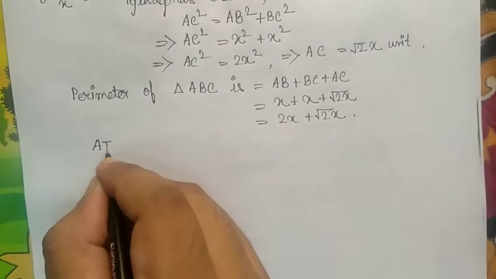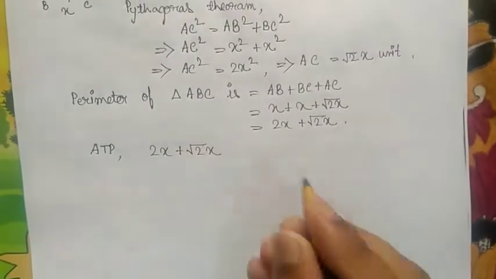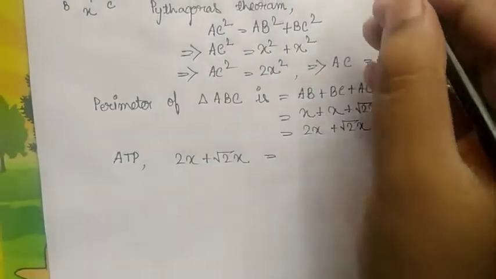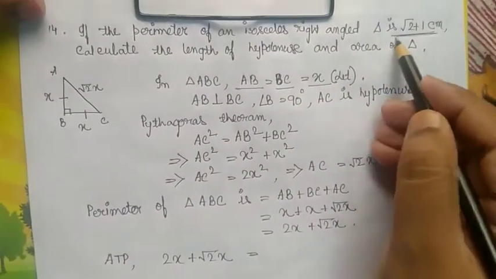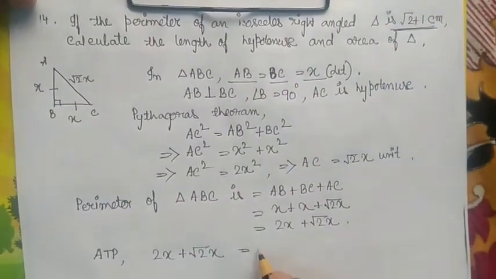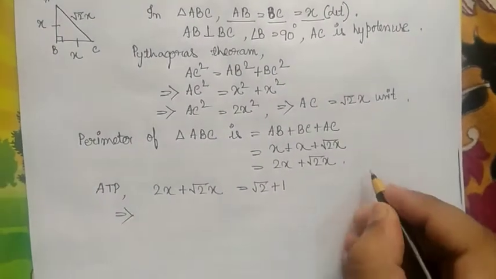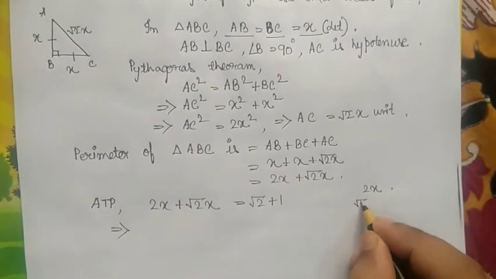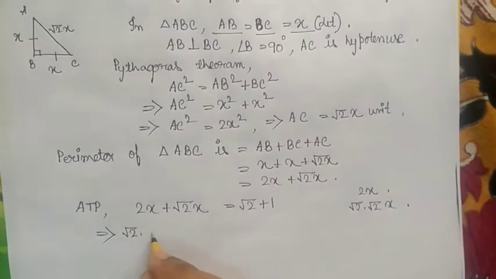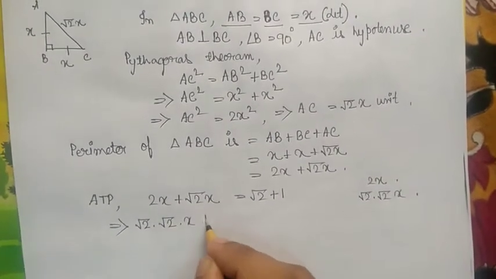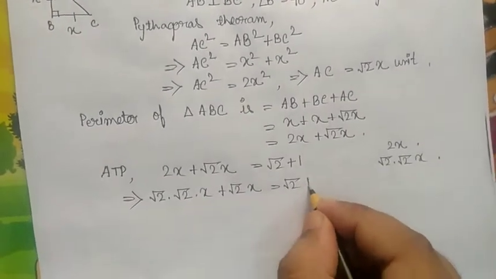So according to the problem, 2X plus root 2X equal to, we know that in the question, the perimeter of the isosceles right angle triangle is root 2 plus 1. So therefore this is root 2 plus 1. Now 2X means root 2 into root 2 X. So therefore we write root 2 into X plus root 2X equal to root 2 plus 1.